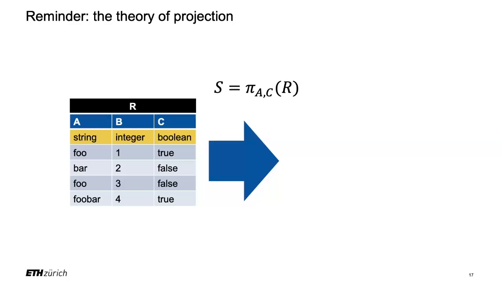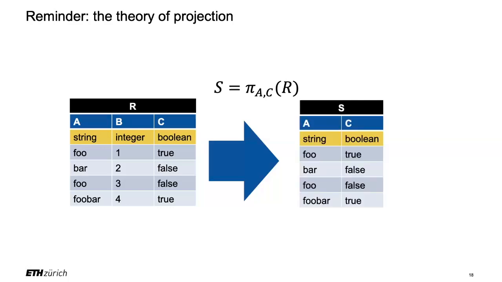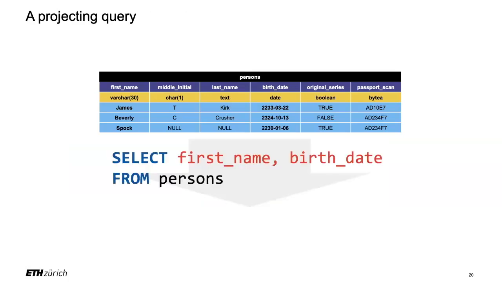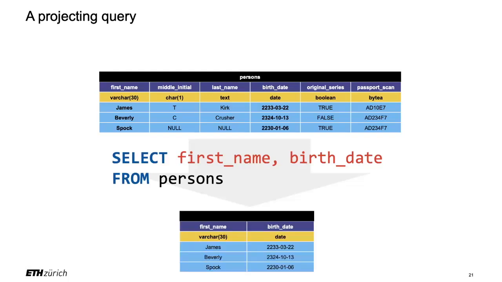So remember that the projection needs a certain number of columns that you project to. Here we have a relation R and we project to columns A and C, and we get a table that has columns A and C. So how we do it in SQL, I'm going to take this same table here. Select first name, birth date from persons. What I did is that instead of the star, I have a list of columns. That is going to output another table with only 2 columns, first name and birth date. Okay, so this is how you do a projection.